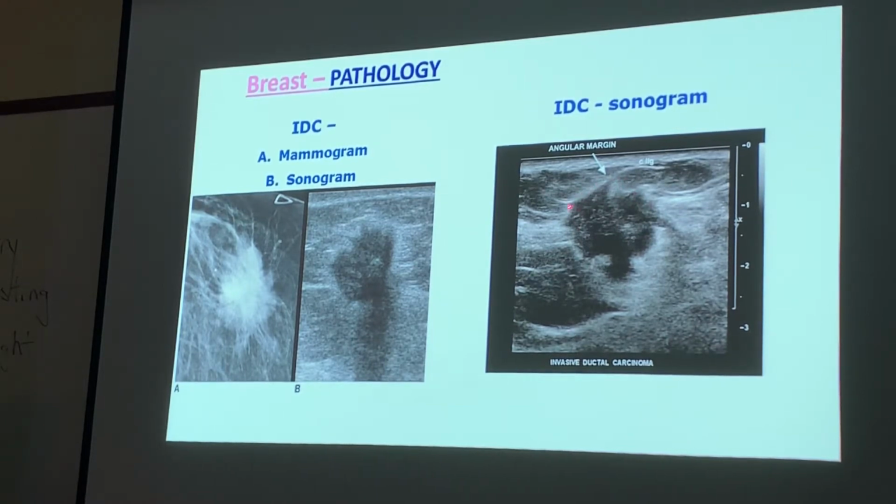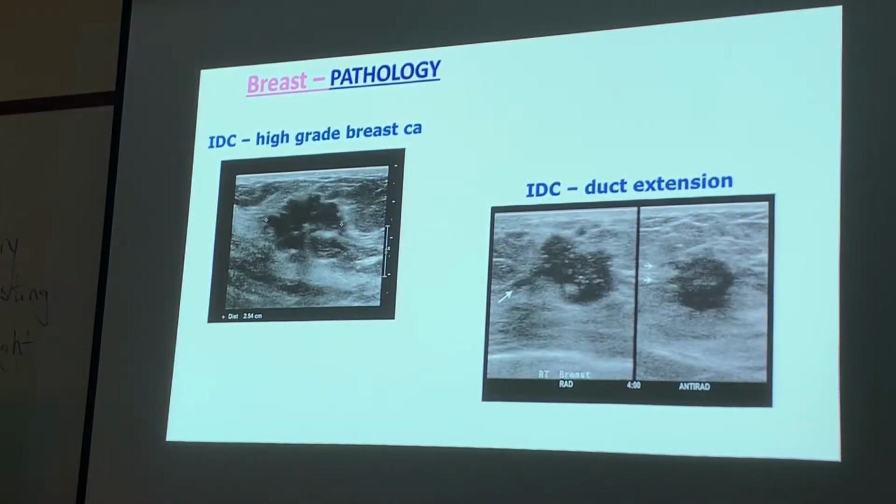And you see they're not perfect circles or just well defined. Margins right here. Okay. And these are just some images out of the book. This would be considered a high-grade breast cancer right here. Again, you see the kind of cystic formation within those.